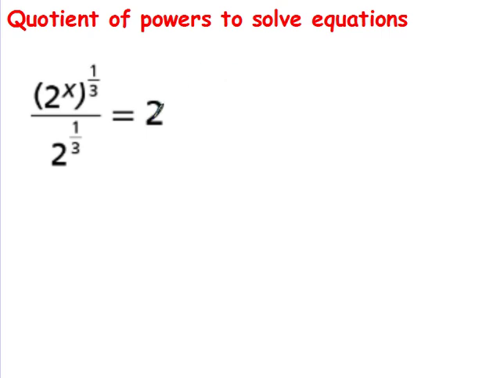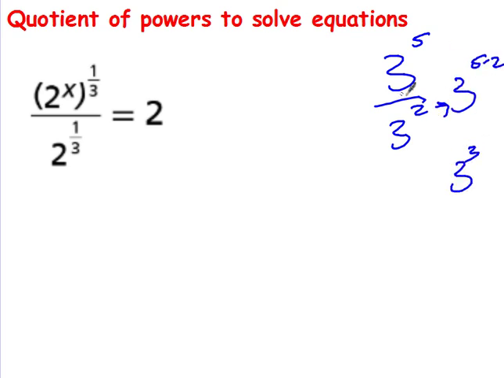Okay, so 2 to the power of x raised to the power of 1/3. And then I have the same base here. I have the same base on top, same base on the bottom. What I know about quotient of powers, if I had like 3 to the 5th over 3 squared, we know that that's the same thing. That's 3 to the 5 minus 2. It's just 3 to the 3rd. We just subtract the exponents.